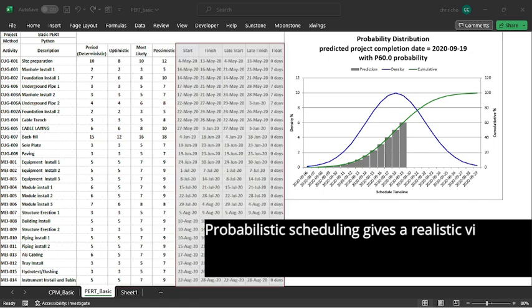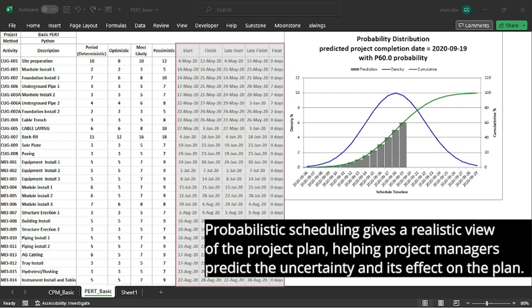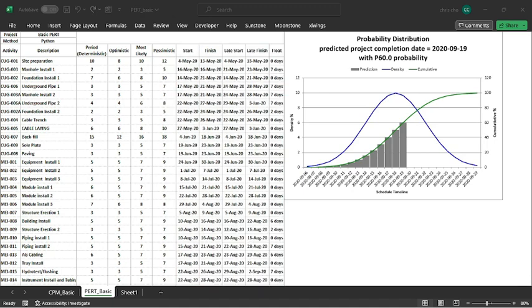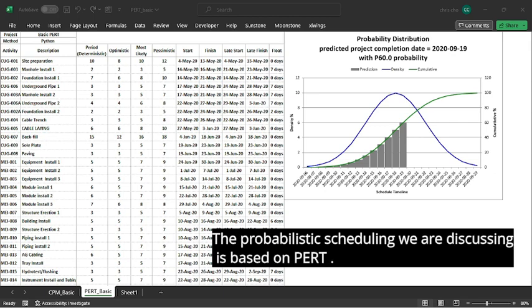Probabilistic scheduling gives a realistic view of the project plan, helping project managers predict the uncertainty and its effect on the plan. The probabilistic scheduling we are discussing is based on PERT, standing for Program Evaluation and Review Technique.